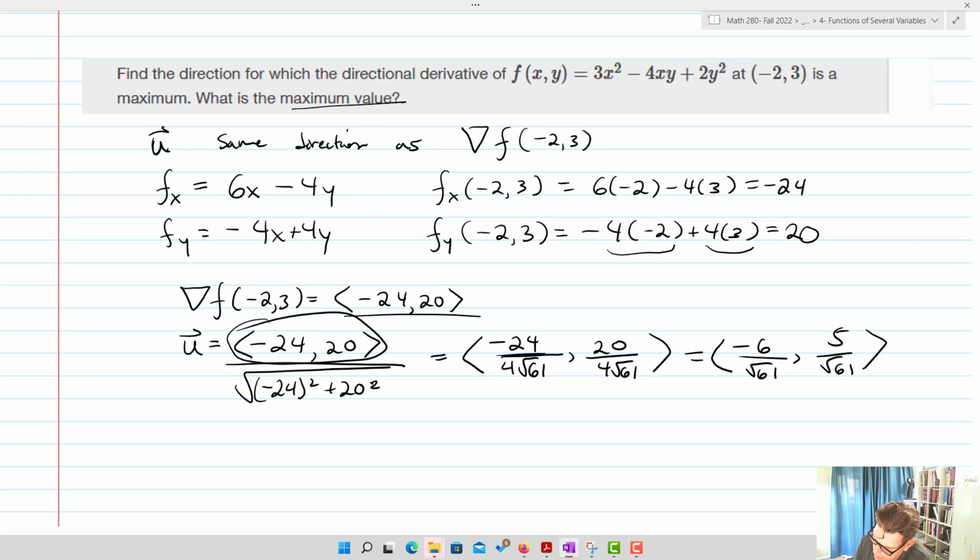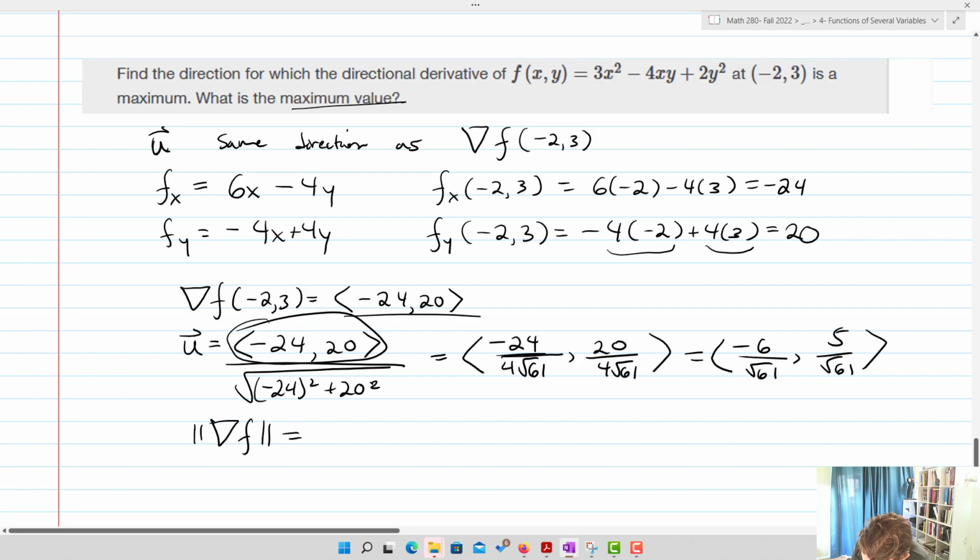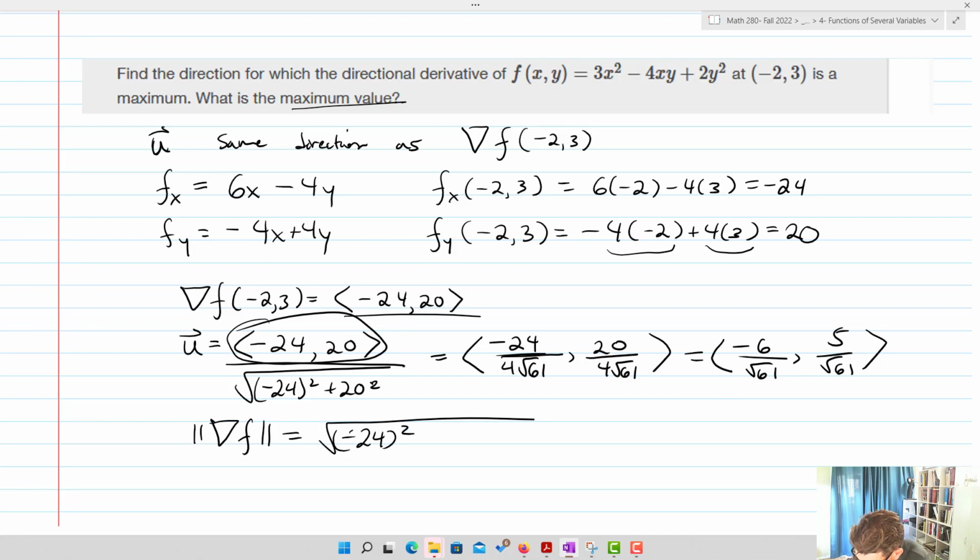Now we need to figure out what that maximum value is. Remember that the maximum value is simply going to be the magnitude of the gradient. So the magnitude of grad f is going to equal, as we saw before, the square root of negative 24 squared plus 20 squared, and that ends up equaling 4 root 61. And so that's how you go out and find the maximum.